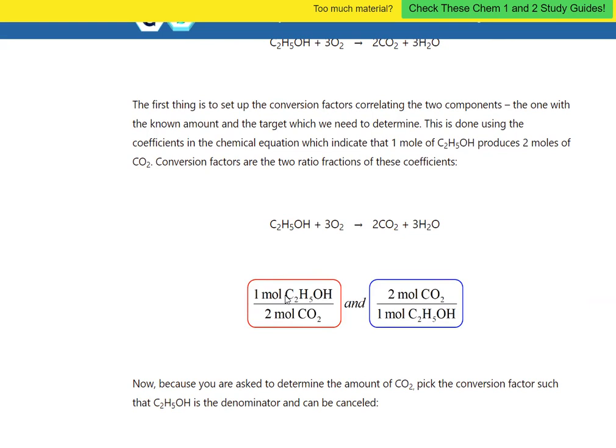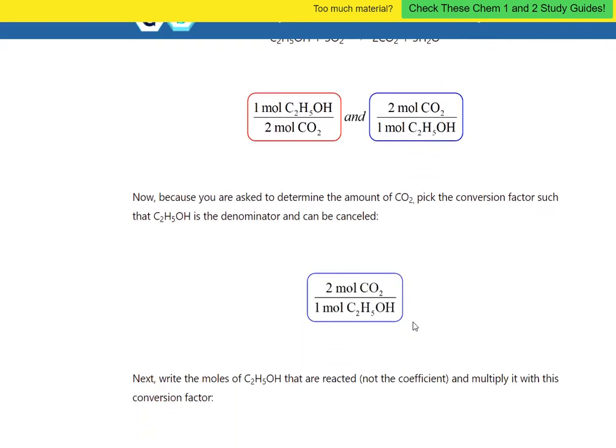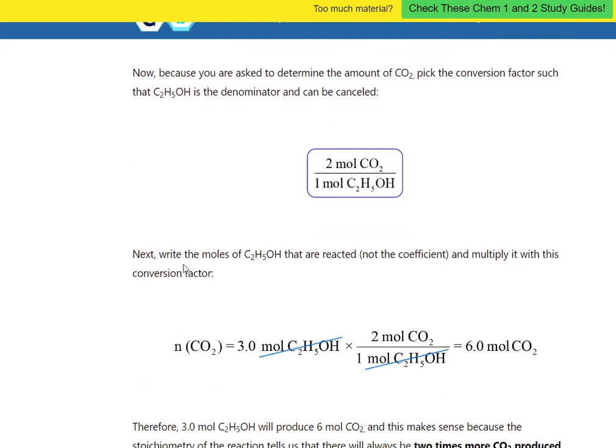So we can relate CO2 to ethanol or vice versa. These are equal. And so if we put one on top and one on the bottom, we can relate between them. It seems kind of weird, but let's look at it. If we start with 3 moles of ethanol, how much CO2 can we produce? We start with what's given, 3 moles of ethanol. We know we want to get rid of the moles of ethanol, so we put that on the bottom. We know we want to get to CO2, so we put that on top.